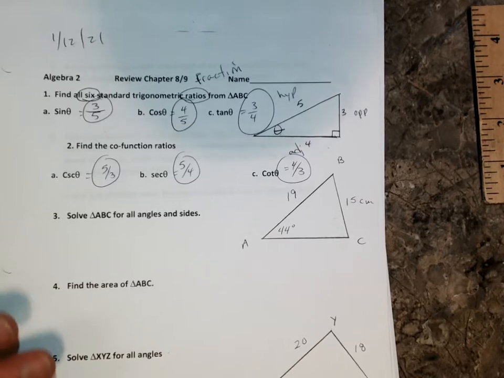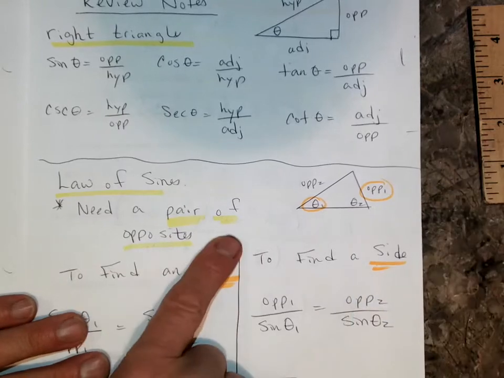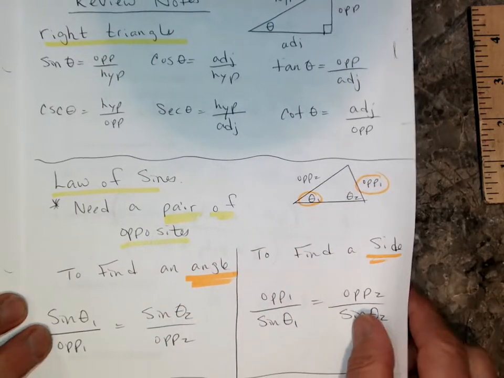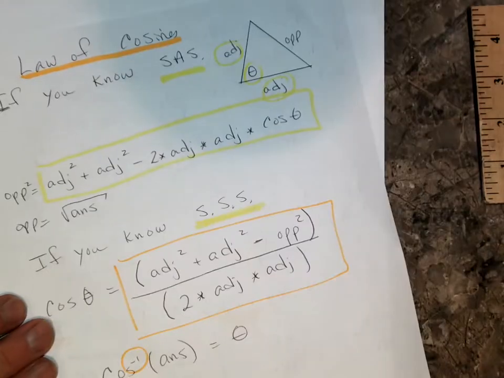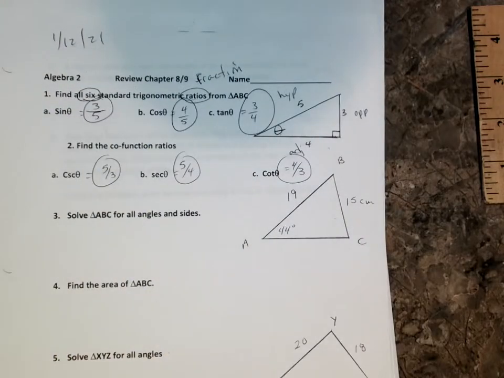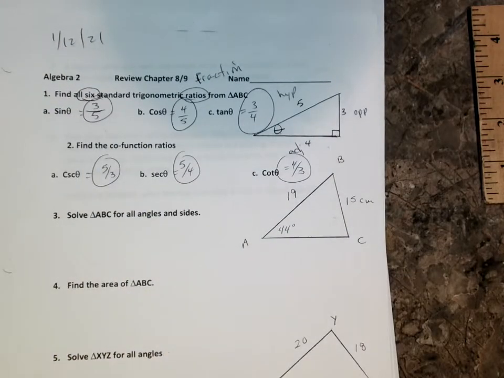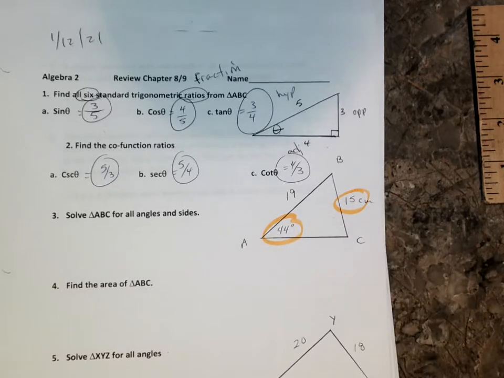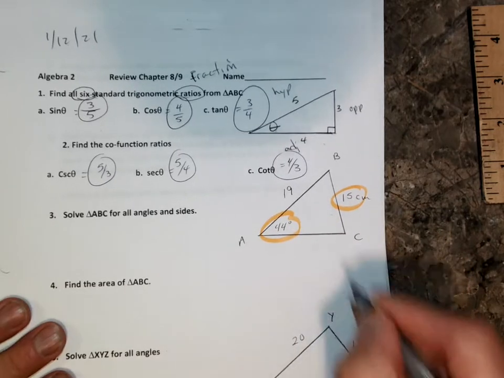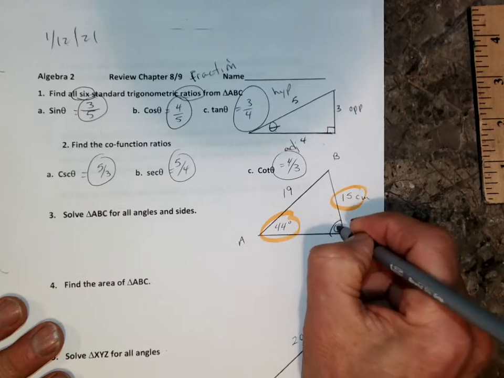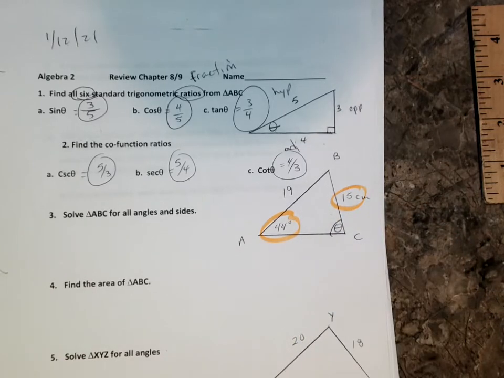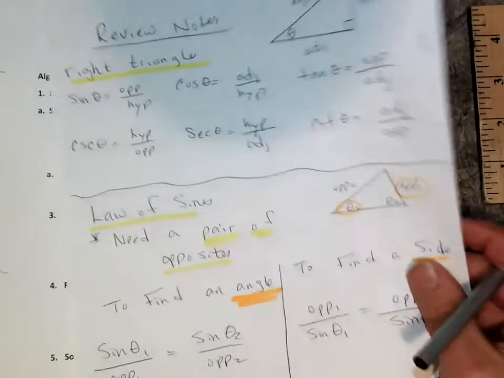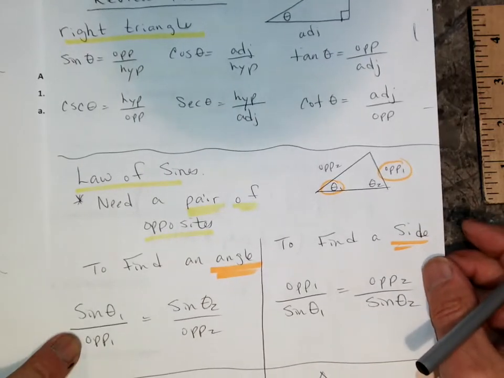Okay, now number 3, we're going to actually have to do some work. So here's the key. Law of sines: pair of opposites. If it doesn't have a pair of opposites, law of cosines. Right off the bat, it has a pair of opposites. It really does. So here's my opposites. What I notice right off the bat is I can find angle C, call that theta. So I can use my law of sines to find an angle. I'm going to set up this one right here.